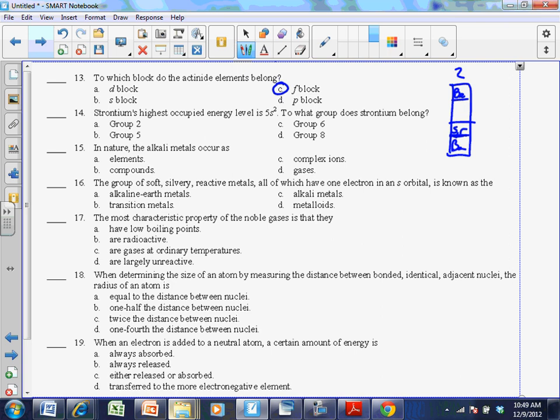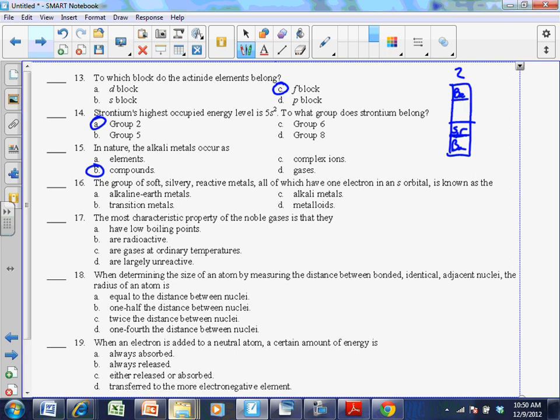It's in group 2. In nature, alkali metals occur as compounds. Remember, those things are very reactive. They lose electrons very readily to oxygen in air, or if they hit any moisture, they will lose electrons, releasing hydrogen gas, and they'll become their ions. So they're more commonly found as compounds. You don't find a hunk of sodium metal in the ground.